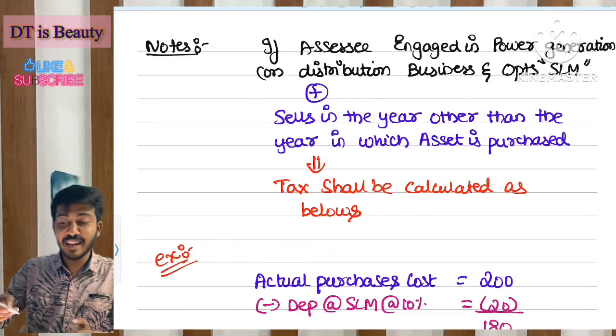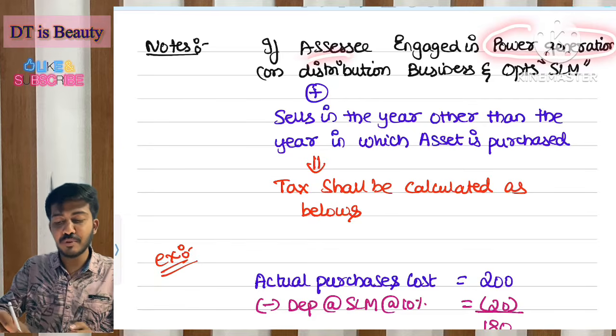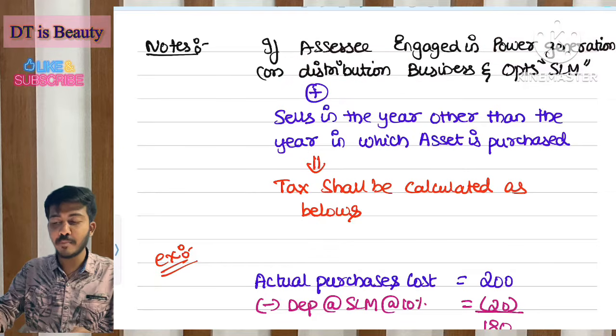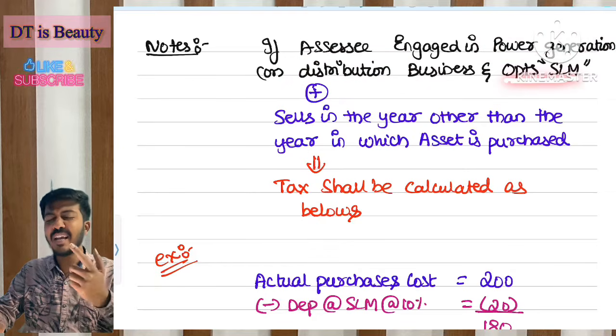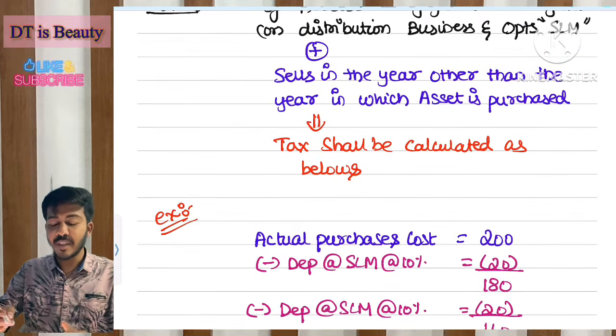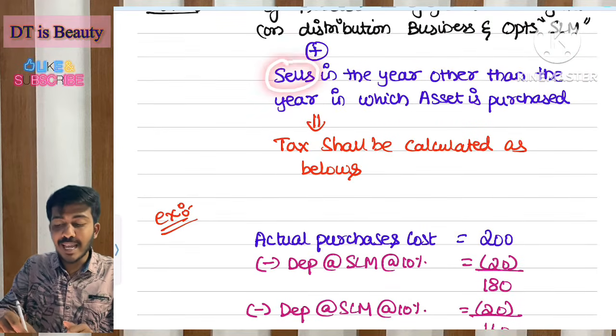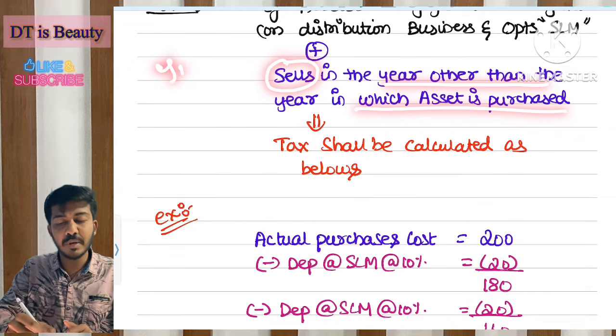If the assessee is engaged in the power generation or distribution business, we have learned that he has an option to choose the SLM basis. If he has chosen the SLM basis, then let us see. Oh, he is selling in a year other than the year in which the asset is purchased. For example, he purchased in year 1.